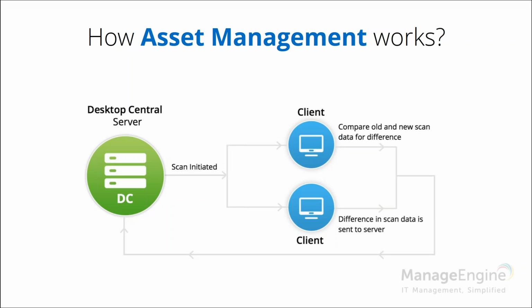Subsequently, the same differential scan would post only the changes made since the last successful scan in the machine, like hardware and software changes. This would drastically reduce the bandwidth being used by the Desktop Central agent for data posting. The scan could be initiated on demand by choosing the machines from the Desktop Central server, and also could be scheduled from the Desktop Central server. However, the agent has an intelligent scanning, which triggers the scan whenever a change happens in the machine.